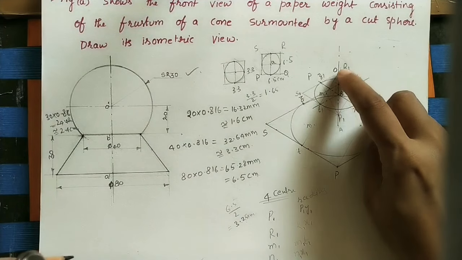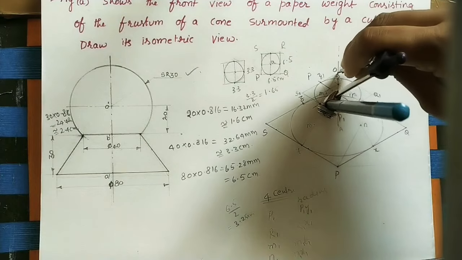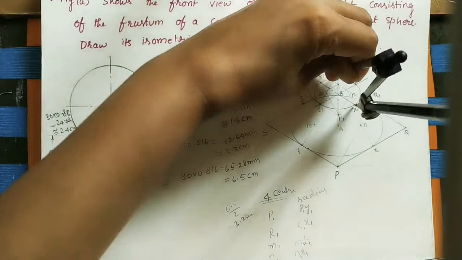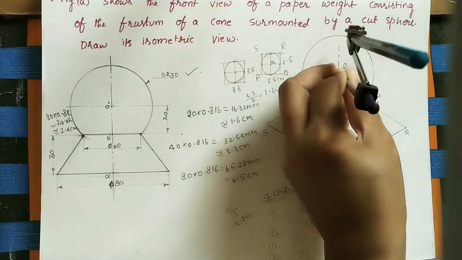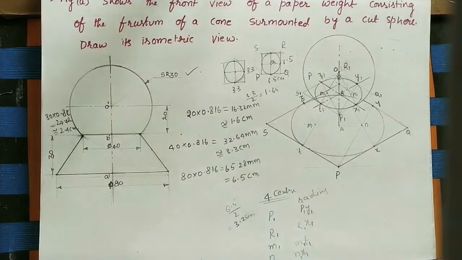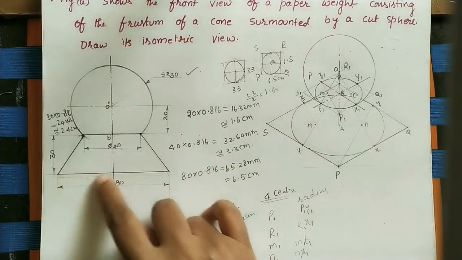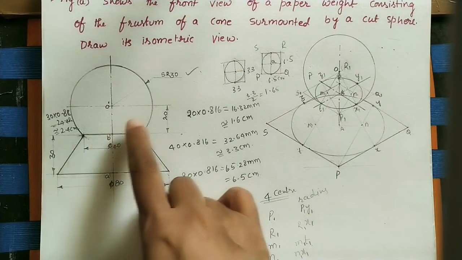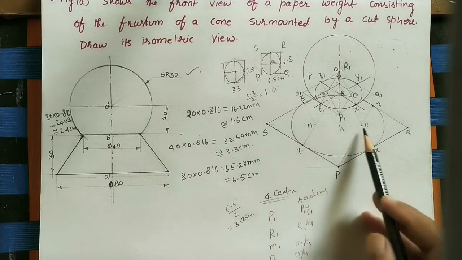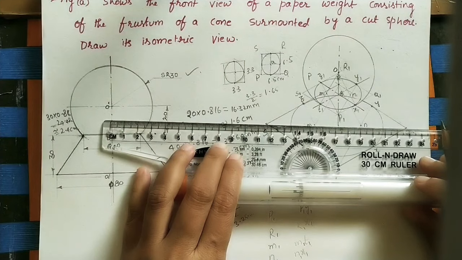O as center, do the circle like this. So this circle is coinciding here, coming on the same line. Now after getting this, we did this part, this part. Here we have to join these two inclined lines. How to do these lines? Wherever we did the horizontal line, take these points. I will make this line a little thick.